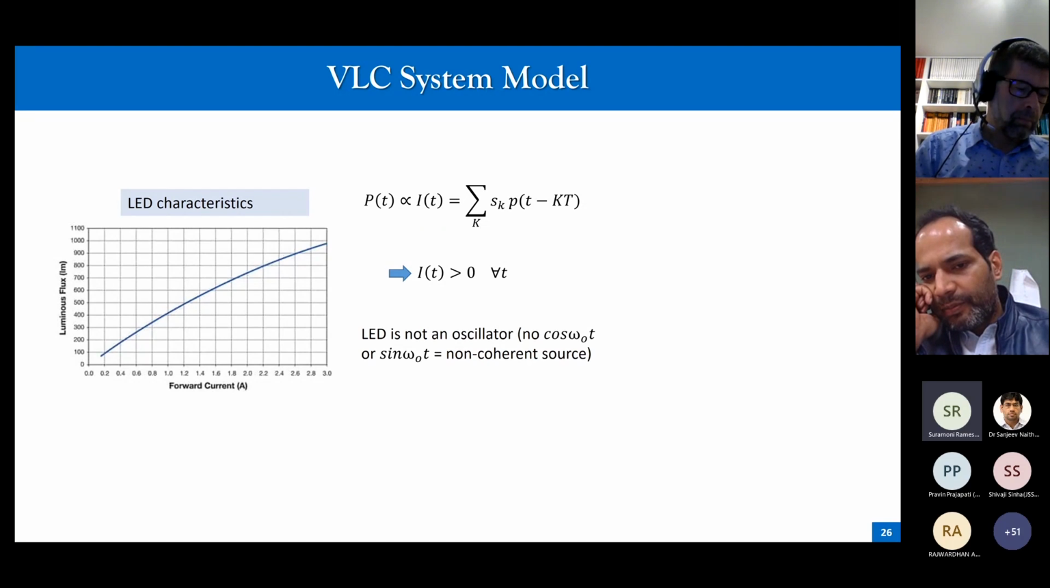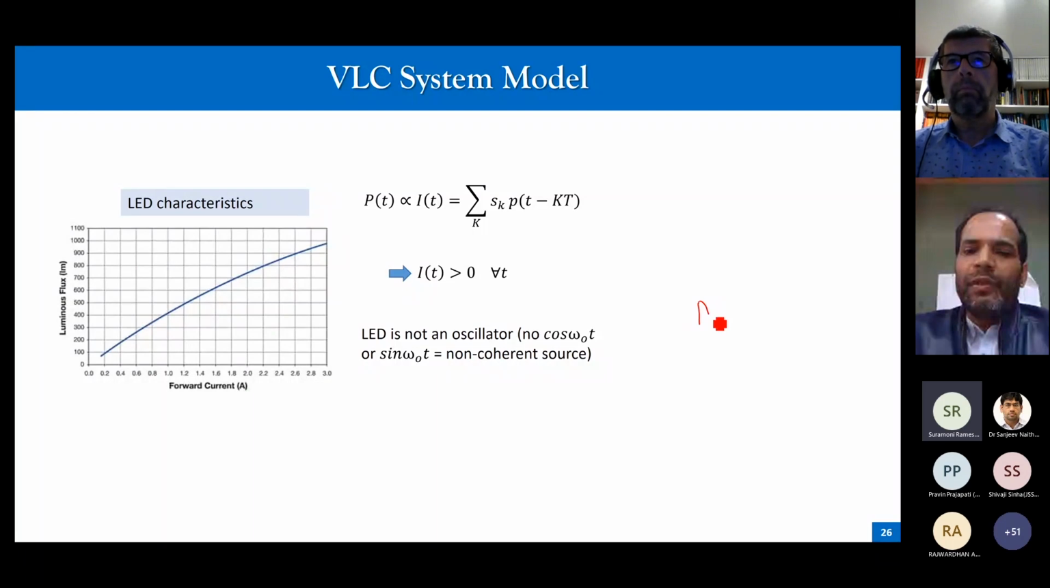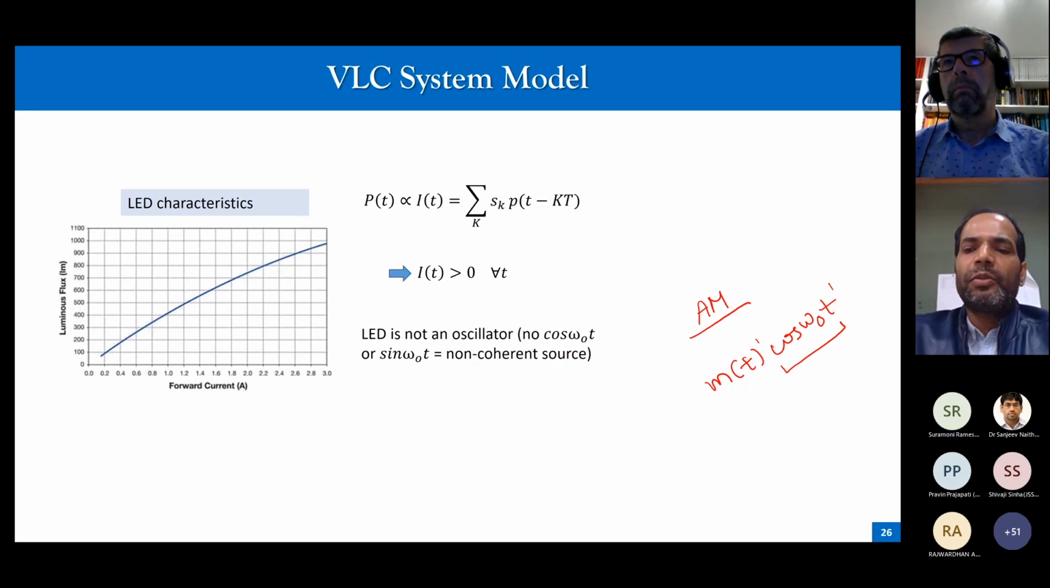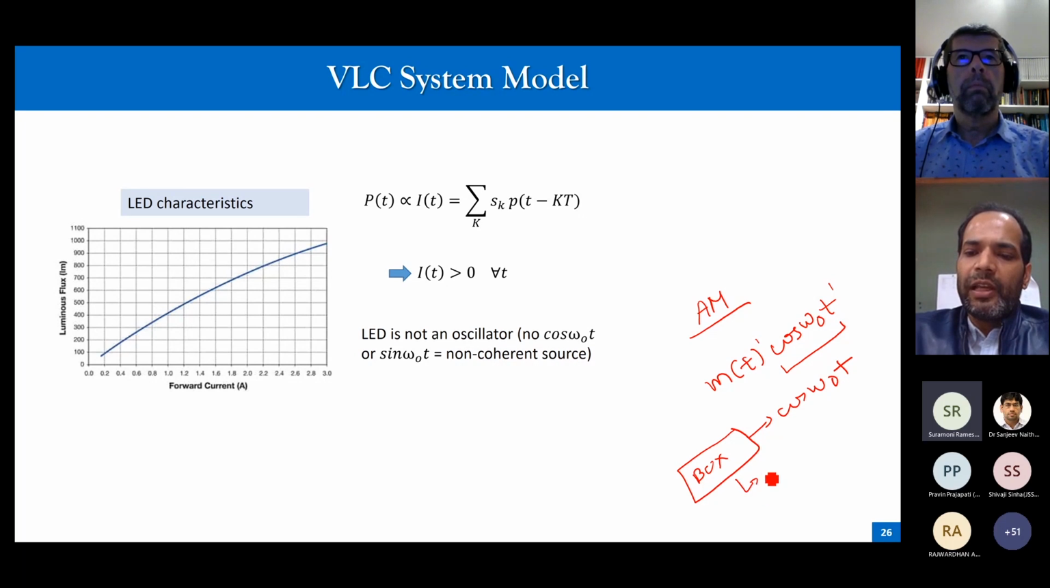Then one thing we have to understand: an LED is not an oscillator. So what is an oscillator? In communication systems, you may have seen, for example, amplitude modulation. You might have seen m(t), which is the message signal. It can be easily multiplied with a cos(omega naught t) kind of waveform, or maybe sin(omega naught t). So how is this cos(omega naught t) or sin(omega naught t) produced? It is produced by an oscillator. An oscillator is a sinusoidal source, something which produces cos(omega naught t) or sin(omega naught t). If I have a box and this box produces cos(omega naught t), we say this is an oscillator.